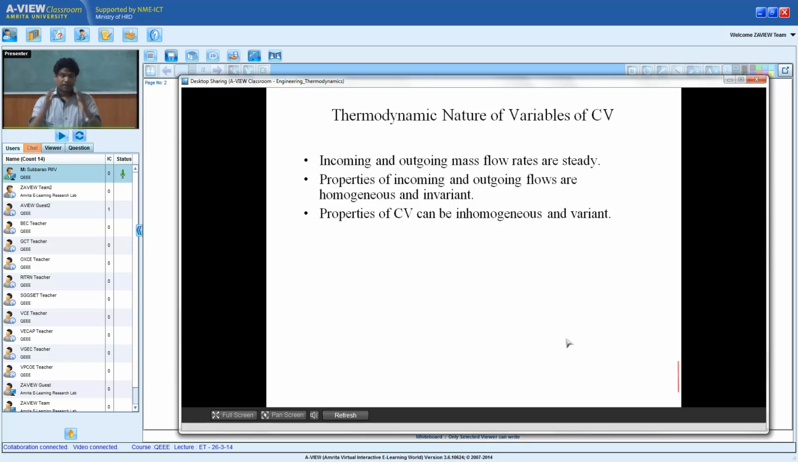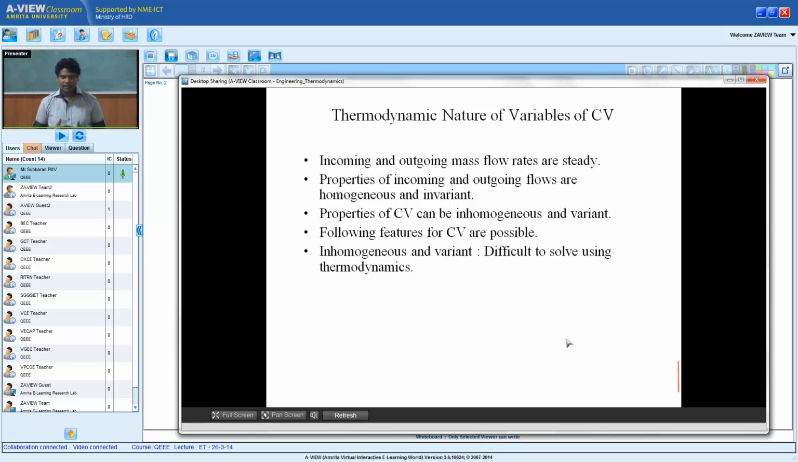Then there is an explicit control volume, a container, which can have a variation of property throughout the system, or its properties can vary with time also. Inhomogeneous means a property variation in the spatial direction, from one point to another. Variant means properties varying with time. The following features of control volume are generally possible. You can have inhomogeneous and variant, which is difficult to solve using thermodynamics, meaning the properties are varying in the entire space and also with time.